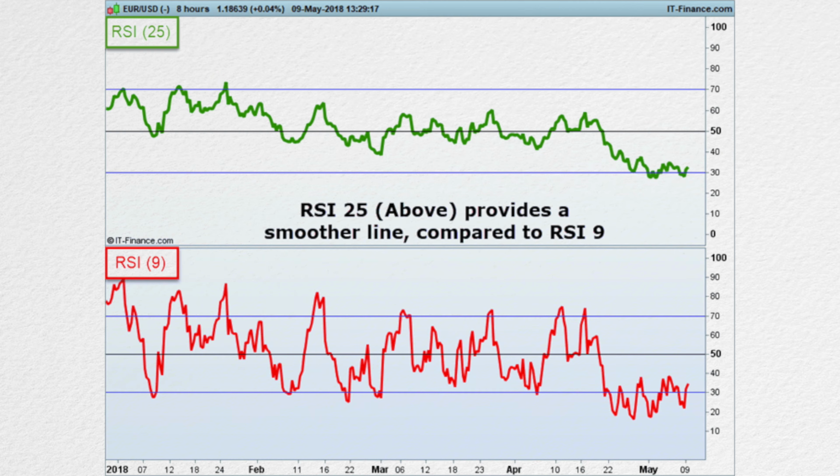Longer-term traders would do better with higher periods, like 25. So after you have your parameter picked out, you add up your average gains and divide that by the average losses during your chosen time period. Just looking at this little chart right here, this is the old school method, honey. I'm not doing this. The computer generates all of this for us.